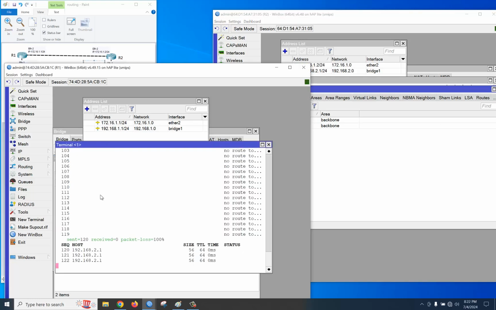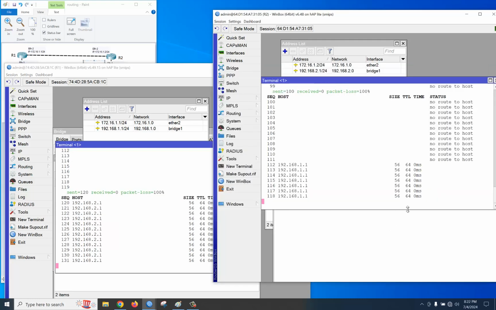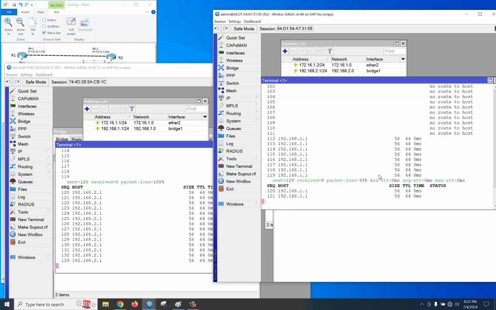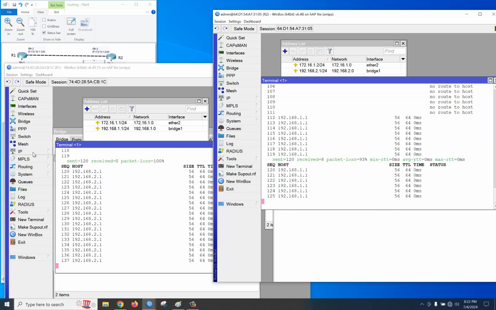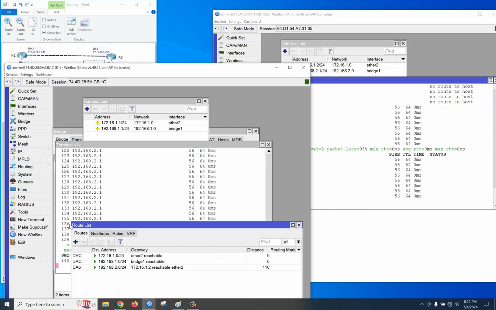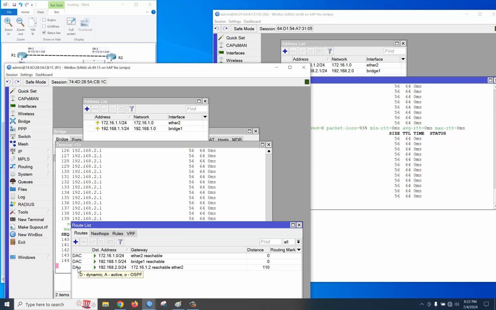Now you can check the ping. Yes, ping started, right? So our dynamic routing OSPF has started working. Even if you go to IP, Route, you can see there is a flag DAo, dynamic active OSPF, and the AD below is 110, right?